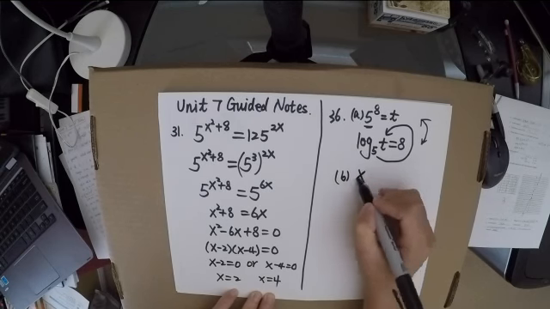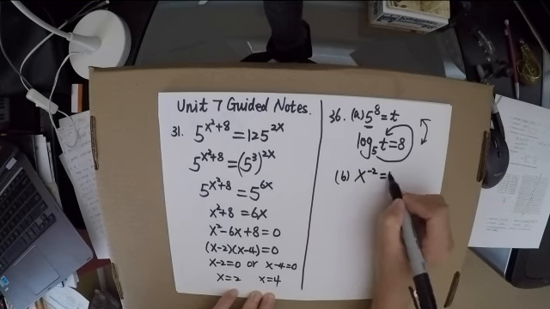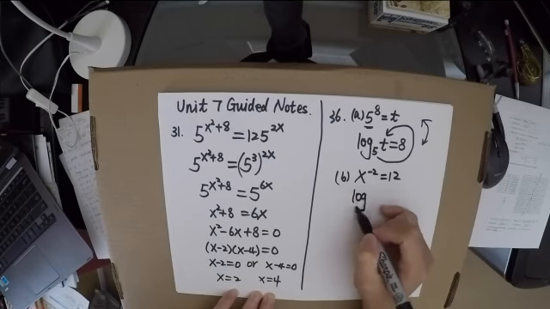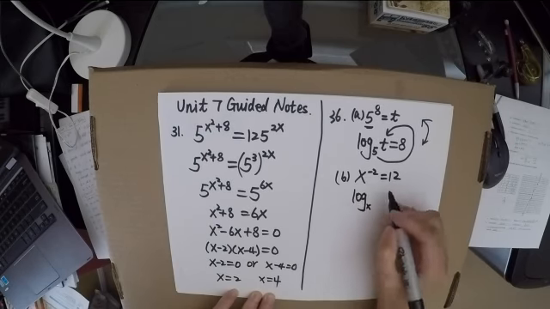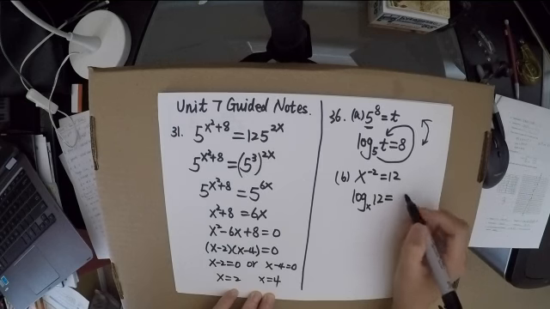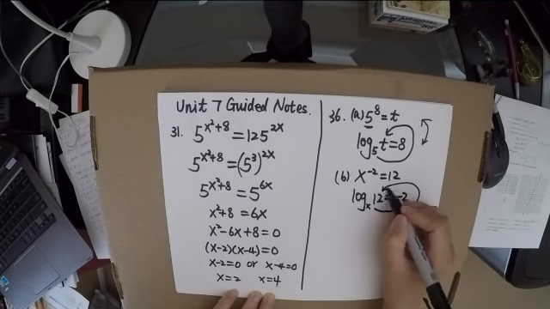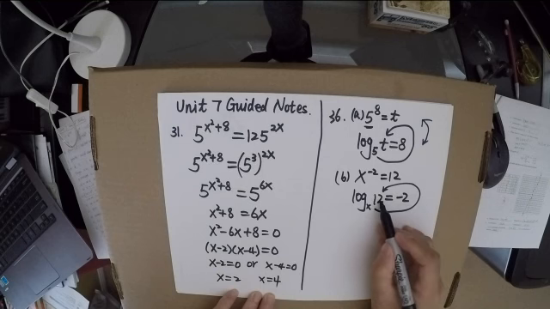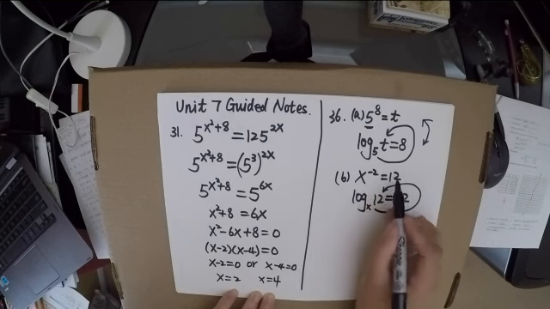It's x to negative 2 equals 12. So always remember, base is still base, the logarithm of 12 is negative 2, like this. X to negative 2 equals 12.